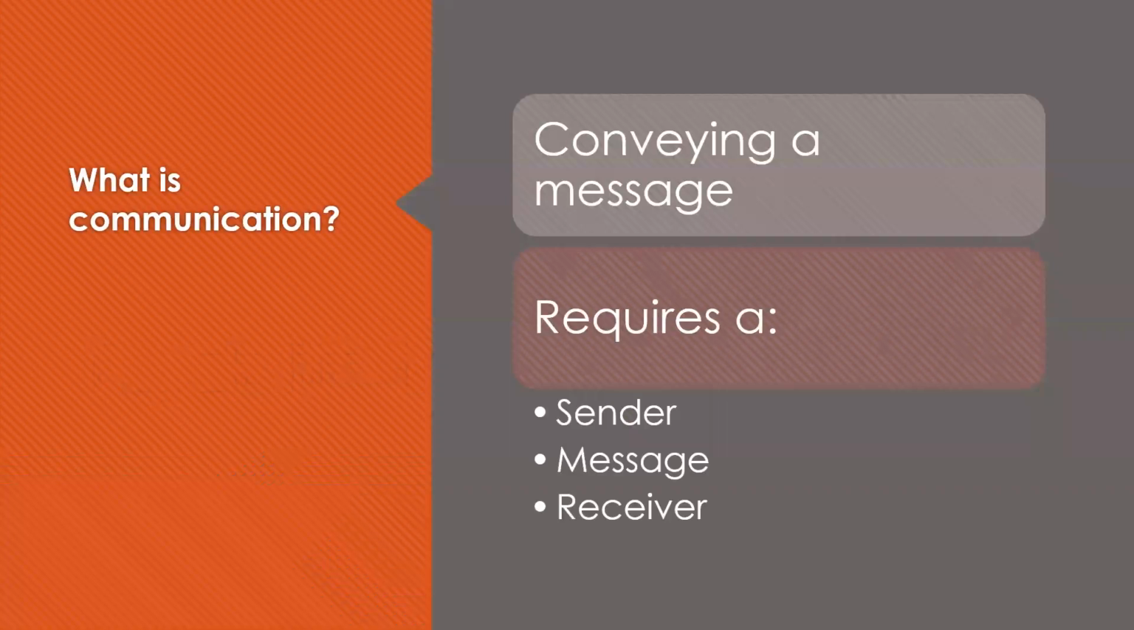What is communication? Communication is the process of conveying a message. In order for it to be considered communication, you have to have three components. You have to have a sender, a message that is being sent by the sender, and a receiver who's receiving the message that was sent by the sender. There's a lot of different aspects that come into play when looking at whether or not a communication is received and sent properly and effectively.